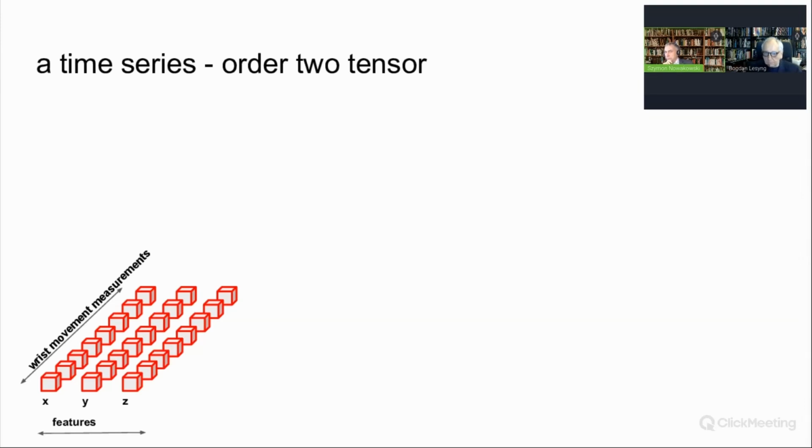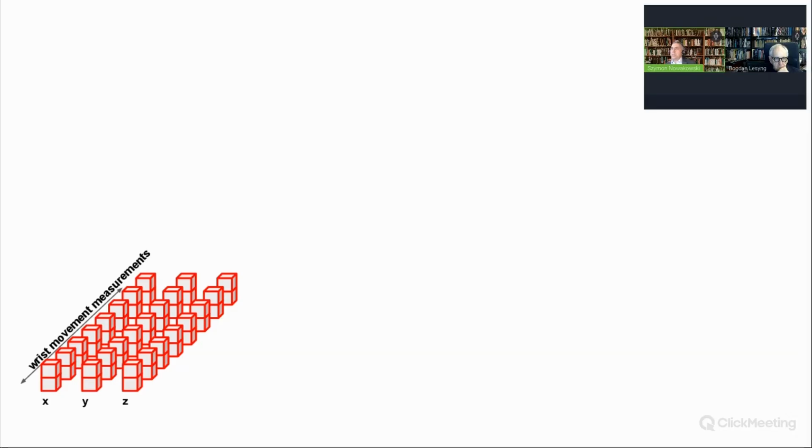And we would take a note of x, y, and z coordinates, for instance, every 10th of a second. So these would be our new features, x, y, and z. Also 3 features, behaving in time, and it is a time series because it is happening in time. And this is also an order 2 tensor.